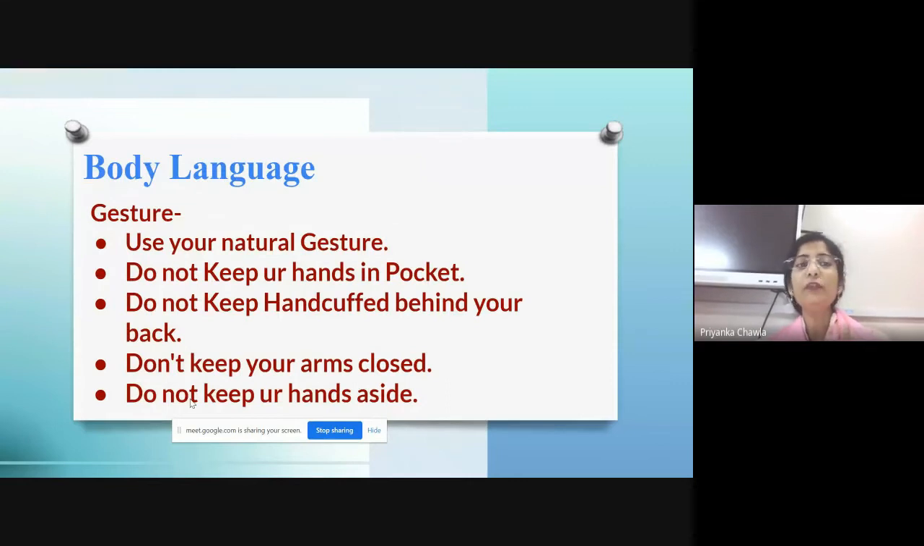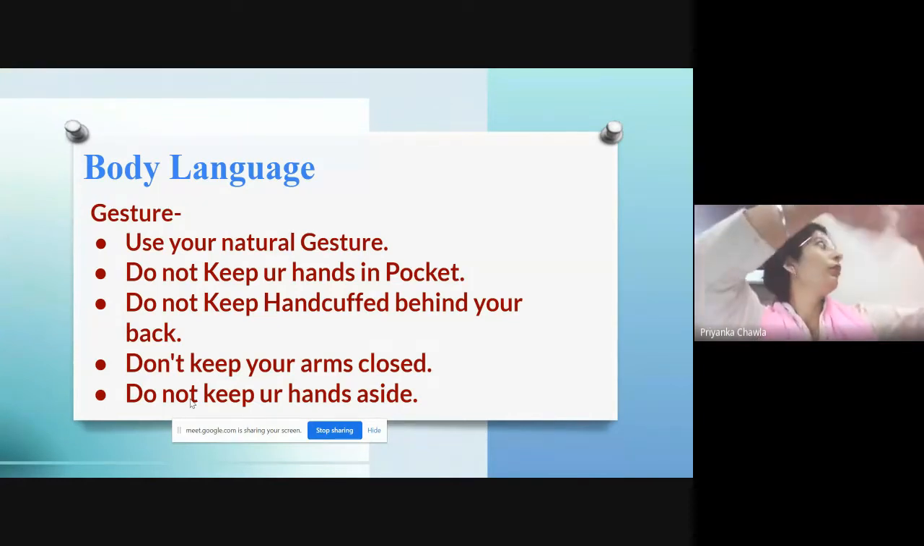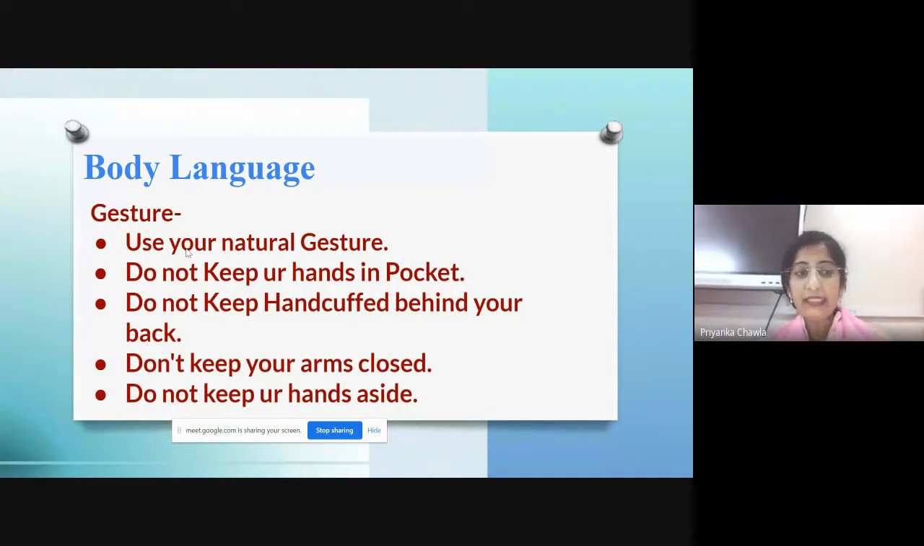Now, while presenting yourself, body language is required. Body language means how you react, how you work. That means gesture. You have to use gesture, and this should be natural gesture. Gesture means movement of body, movement of hands, nodding your head. Right? Do not keep your hands in the pocket and stand. It doesn't look good. Do not keep your hands handcuffed behind your back. There are some people who just close their arms and face the audience. It should not be done like this. And even you should not keep your hands aside. Just the movement of body and the movement of hands is required.